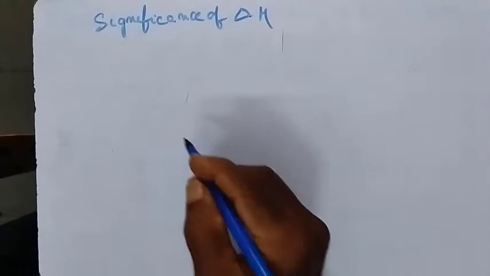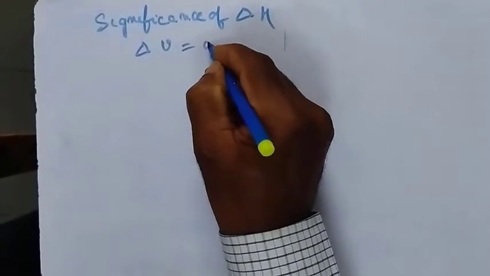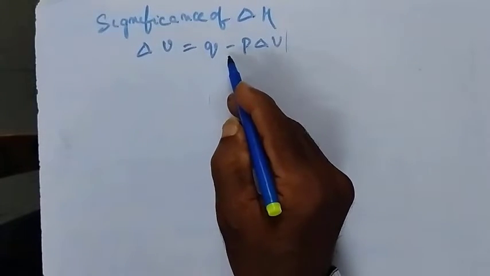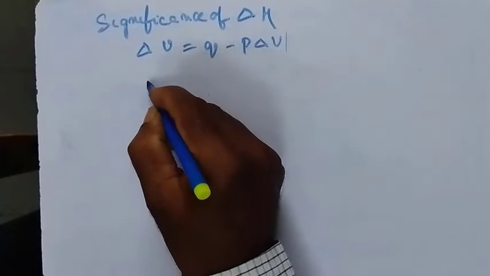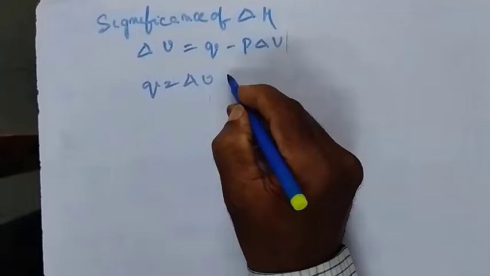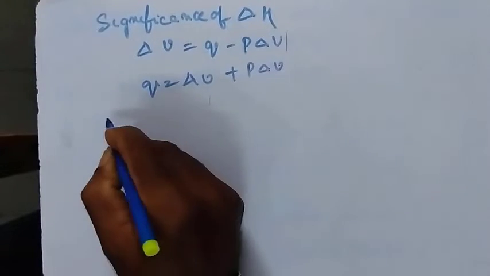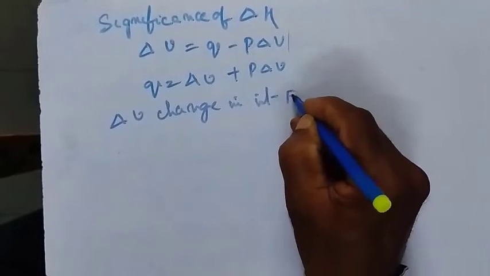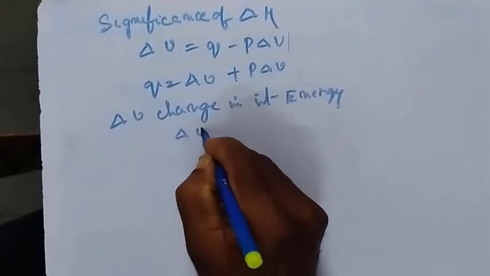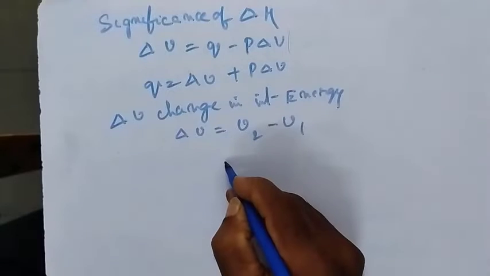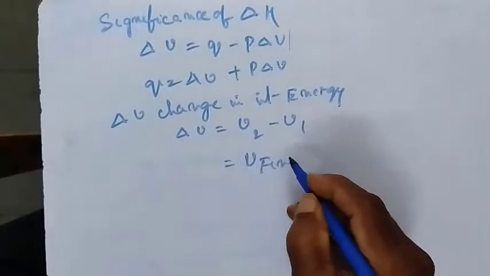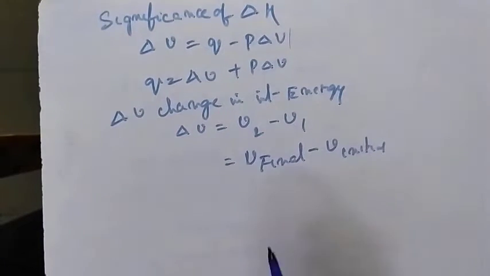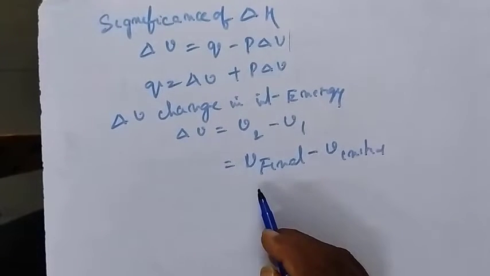Significance of delta H. Delta U equals Q minus P delta V. So bring this to this side: Q equals delta U plus P delta V. What is delta U? Delta U means change in internal energy. So delta U equals U2 minus U1, or U final minus U initial, or otherwise we can write U products minus U reactants.